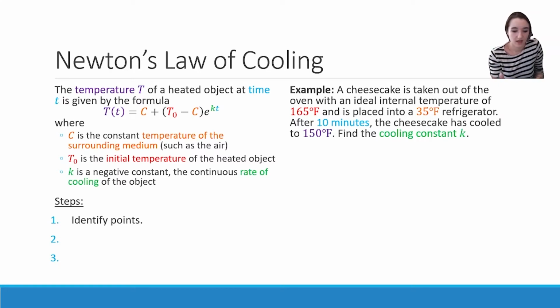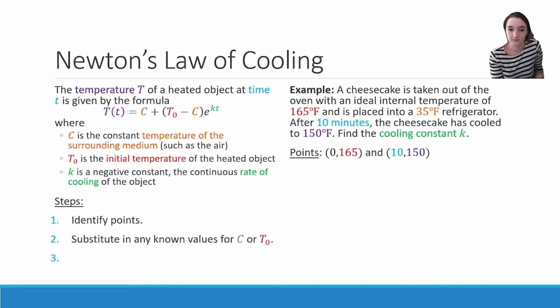So we have points: our initial value is 165 degrees at time 0, and then after 10 minutes, so at time 10, we get 150 degrees. So those are our 2 points.